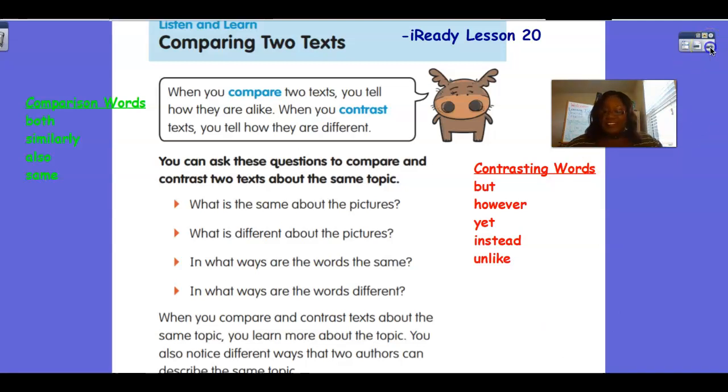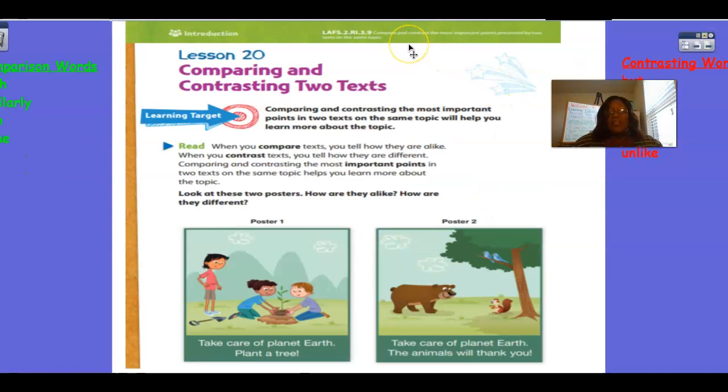Let's keep moving. Here within iReady, we have our lesson 20, and it is comparing and contrasting two texts. Comparing and contrasting the most important points in two texts on the same topic will help you to learn more about that topic. When you compare texts, you begin to tell how they are alike, how they are similar, how they are the same. And when you contrast texts, you tell how they are different, how they are unlike, how they are not the same.